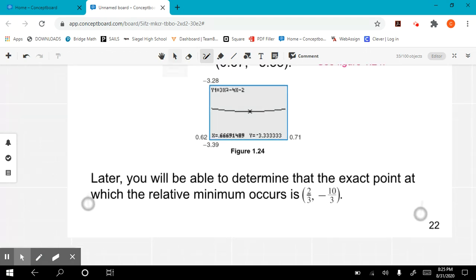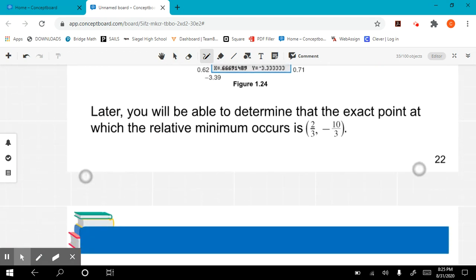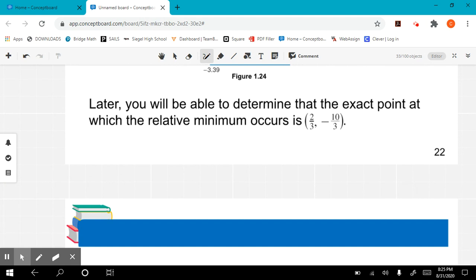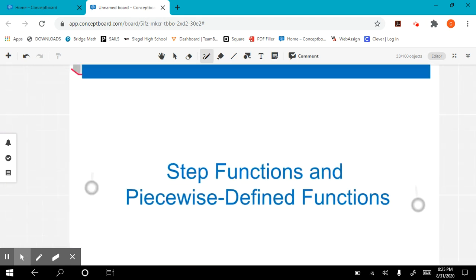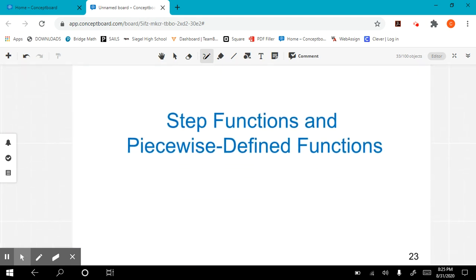So at some point we'll find the exact. Basically, when we're talking about graphing parabolas and looking at some graphs of things like that, we'll be able to find the exact value instead of an approximation.